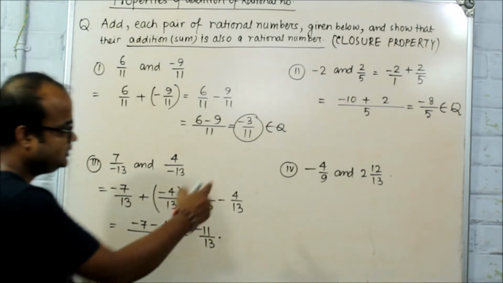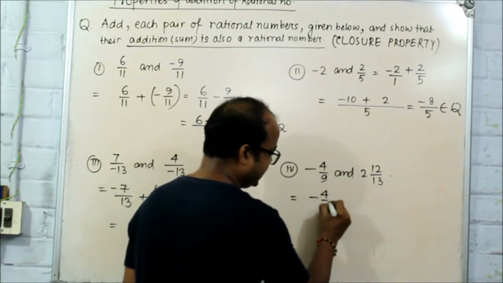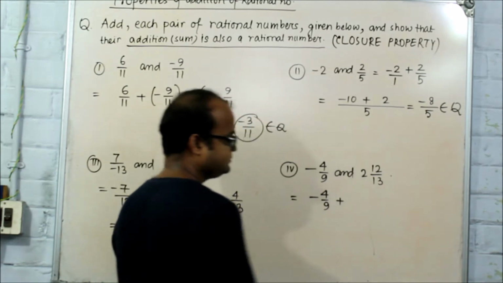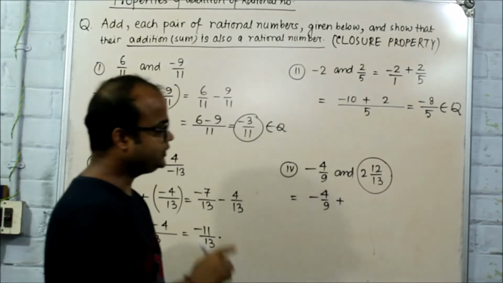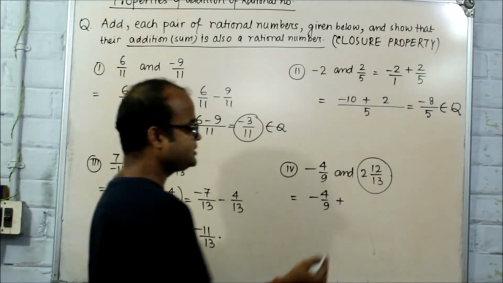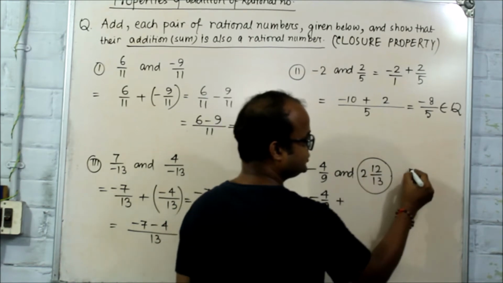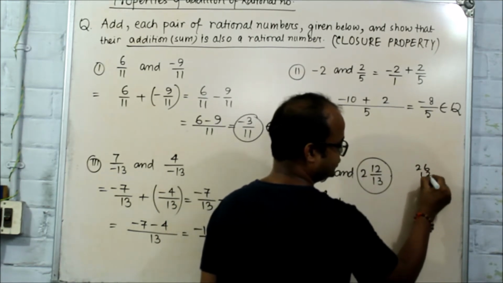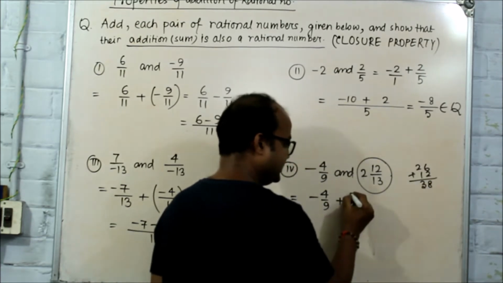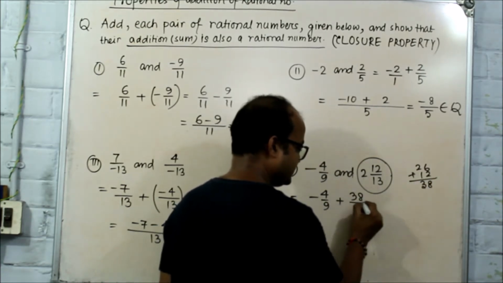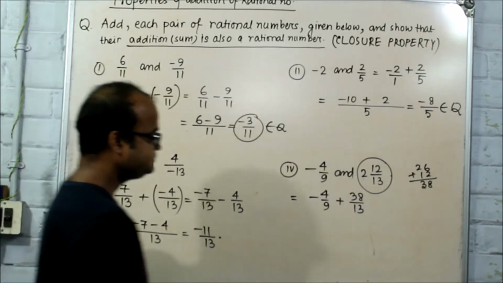Clear? Let us check this problem. Minus 4 by 9 plus, this is given as a mixed fraction, so we need to convert it to an improper fraction. 13 into 2, 26. 26 plus 12, that is 38. So 38 by 13. Clear?